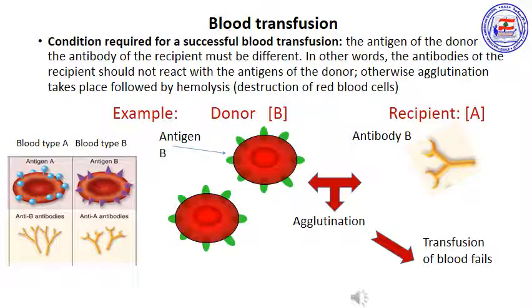Okay, why do we care for the antibodies of the recipient and for the antigens of the donor? Because mainly the blood of the donor is very rich in red blood cells, and when these red blood cells are transfused to the recipient, the blood of the recipient, rich in his plasma with antibodies, will receive these red blood cells. And when there is compatibility, there will be agglutination.